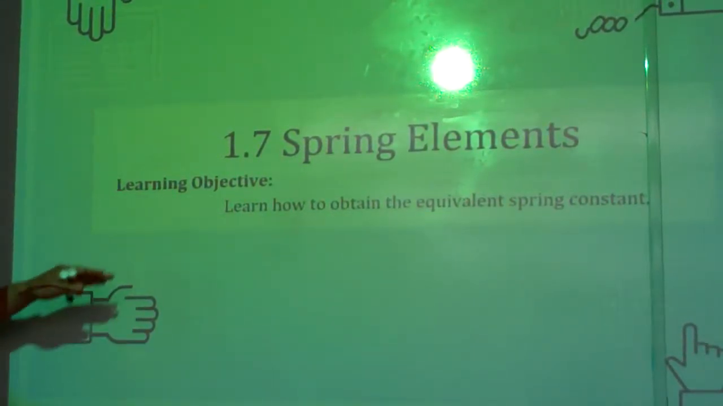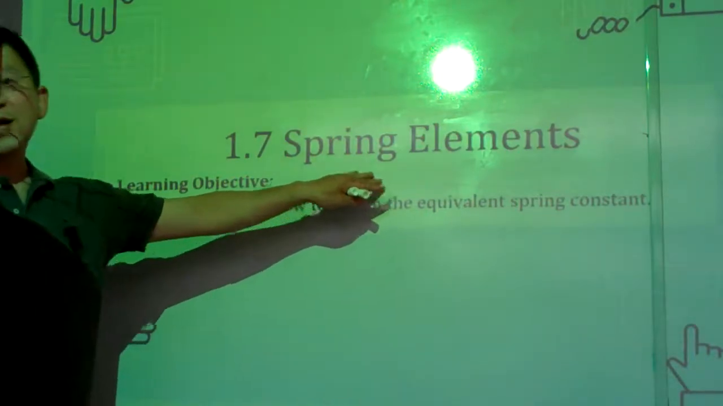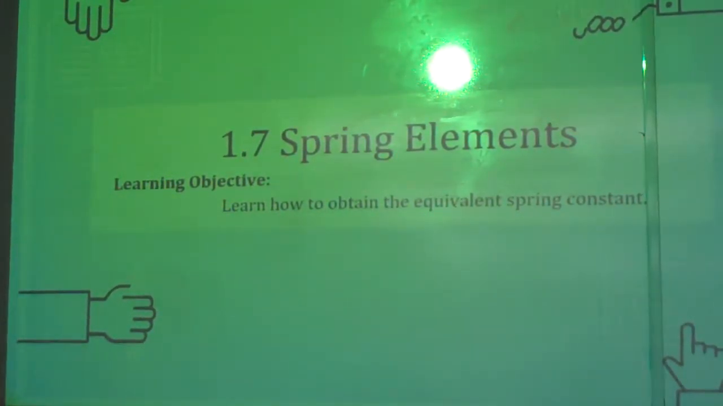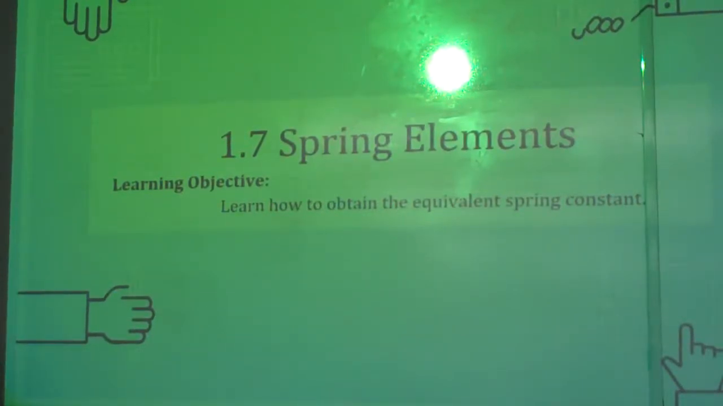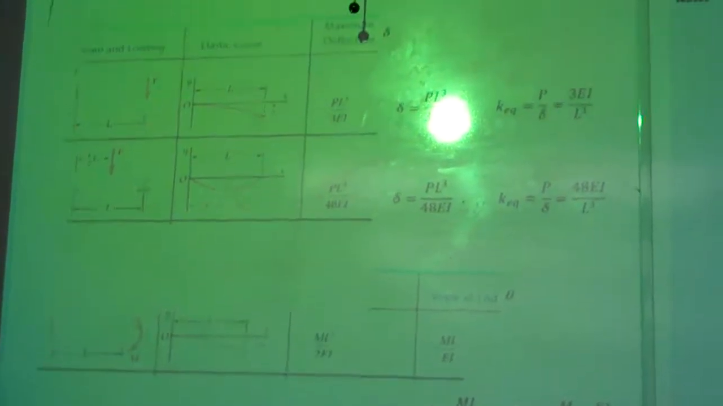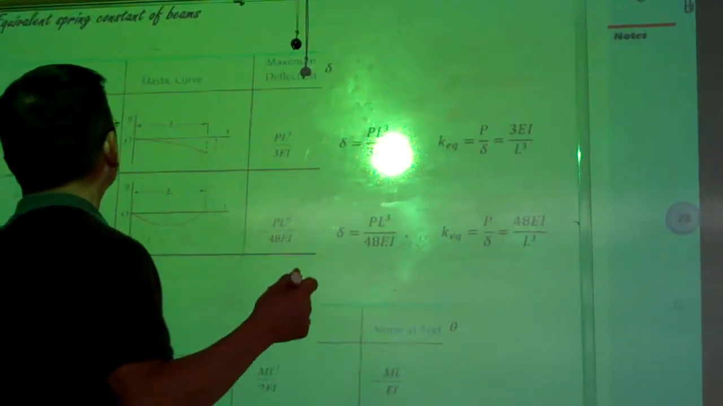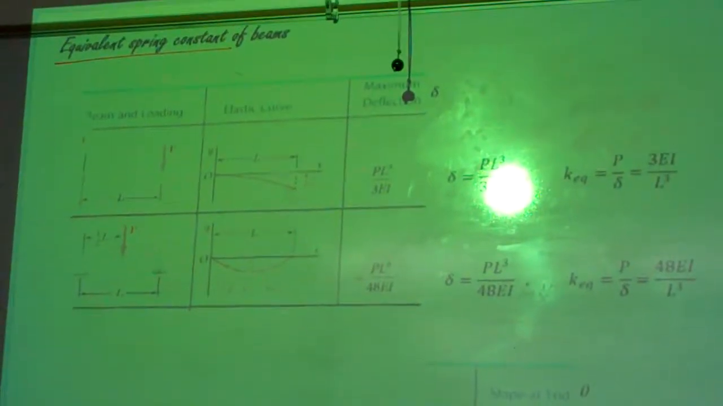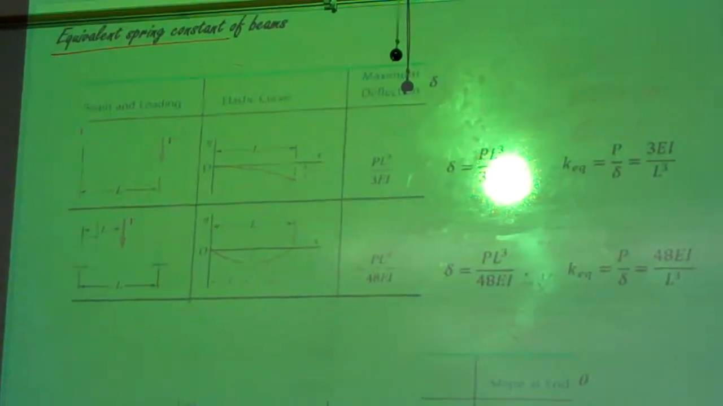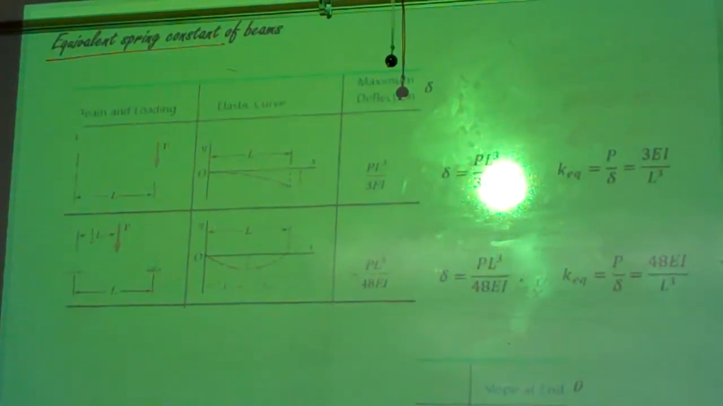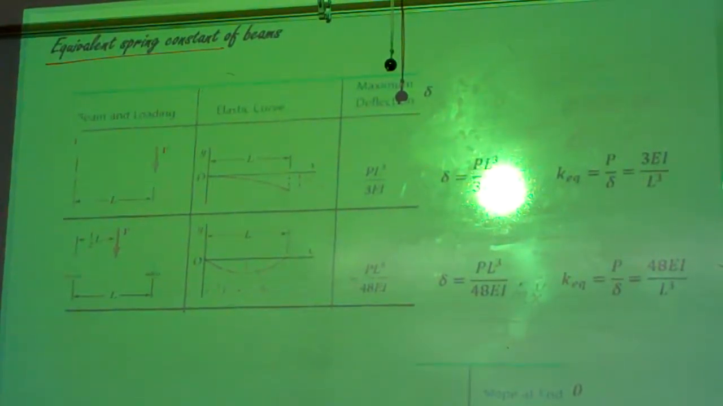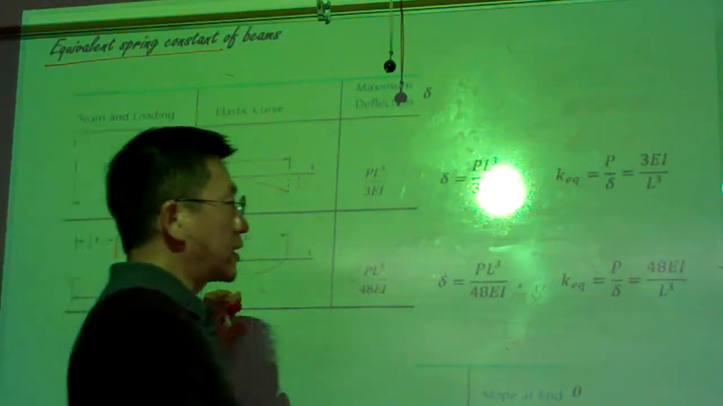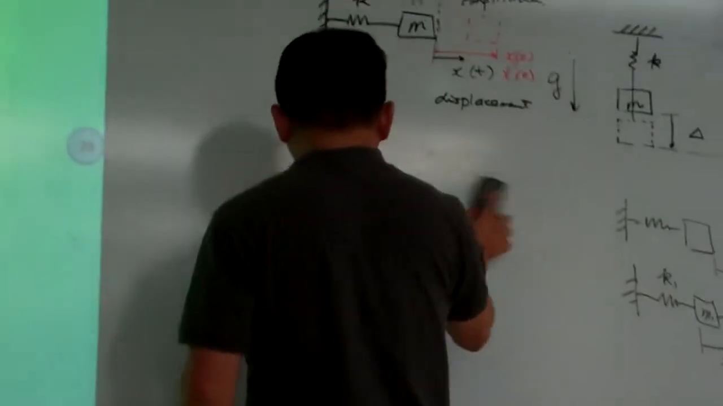Okay. This section talks about the spring elements, and we will talk about how to describe spring vibrating systems, and in particular, we will focus on the equivalent spring constant. Basically in this section, our goal is to learn how to calculate the equivalent spring constant of certain systems. And this graph is a copy from mechanics material.